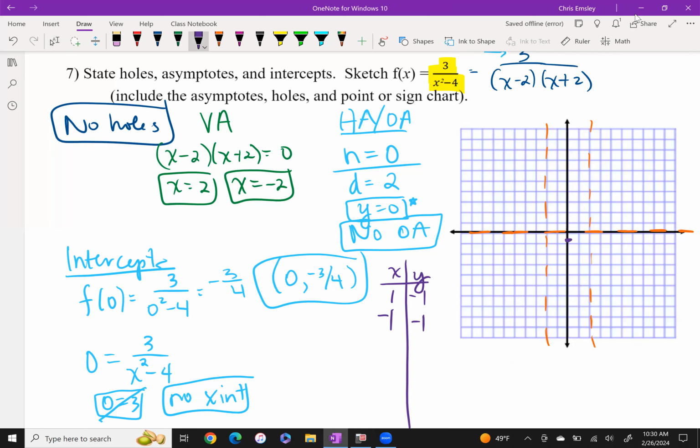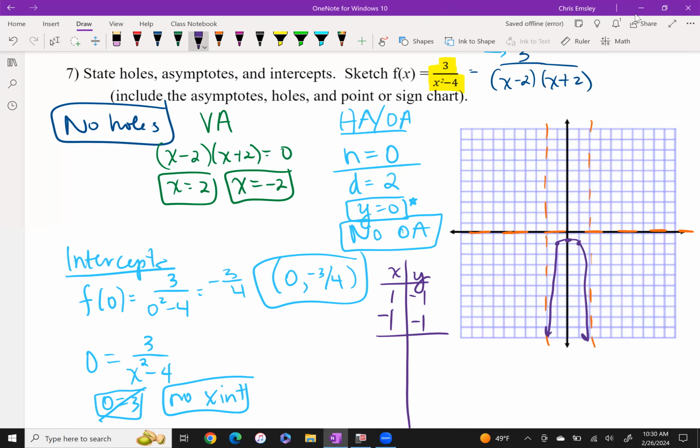So (1, -1) and (-1, -1). And that makes a nice little parabola shape here. Remember that those asymptotes work as guides. So that kind of helps us figure out what's happening next in our graph.